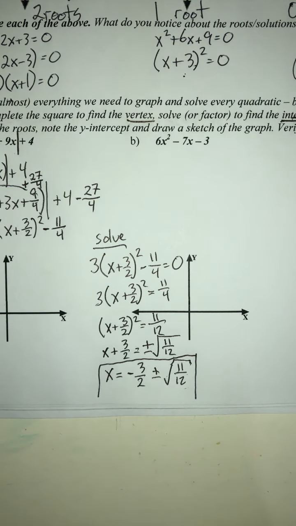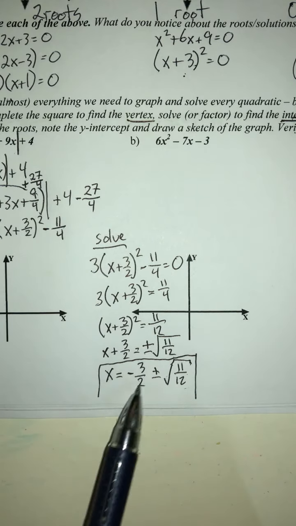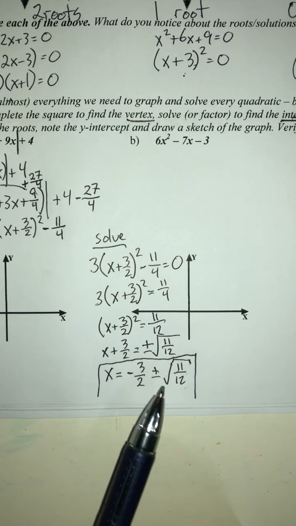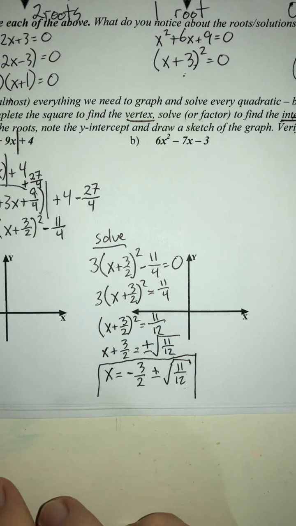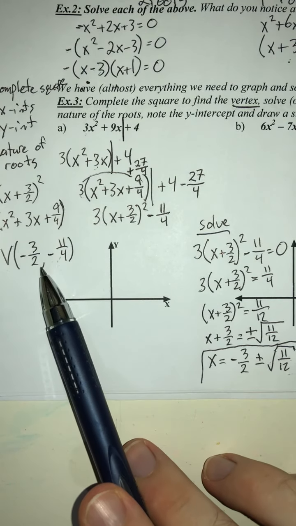So here are my roots. Now these numbers are going to be really tricky for you to actually be able to figure out where they are in a graph. So you can put this in your calculator to figure out where they are. So we've got our x-intercepts, one with the plus, one with the minus. I've got my vertex, we've got that already. What else do we need?